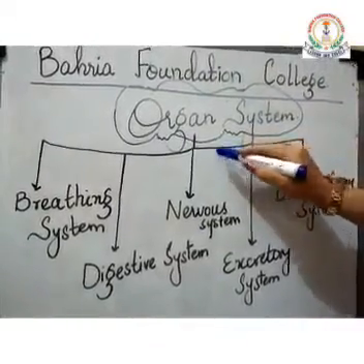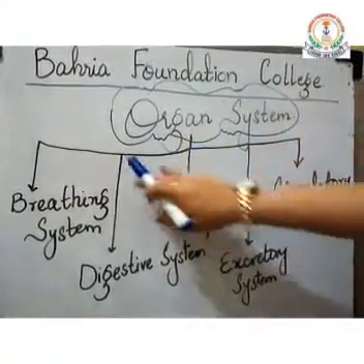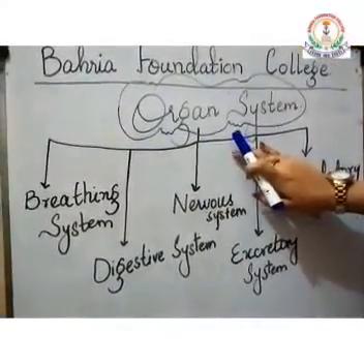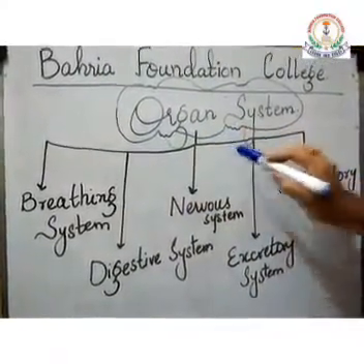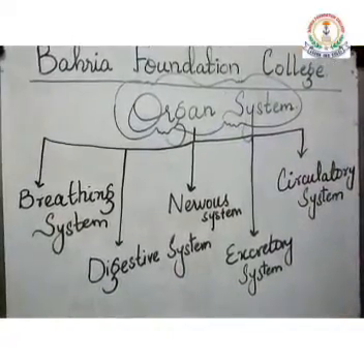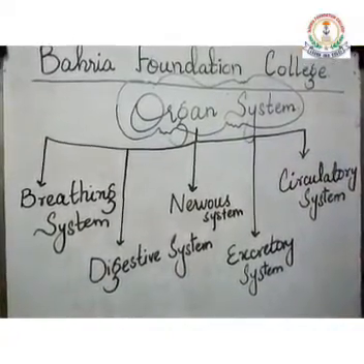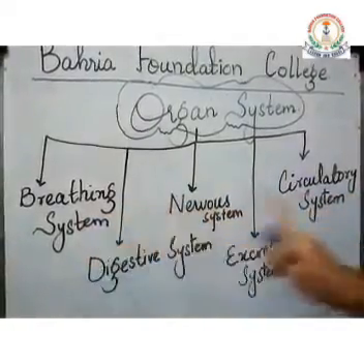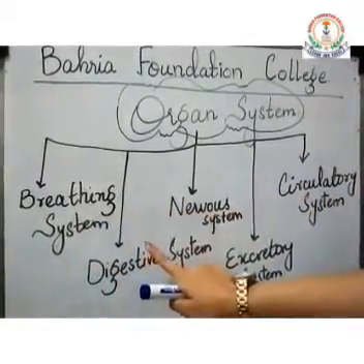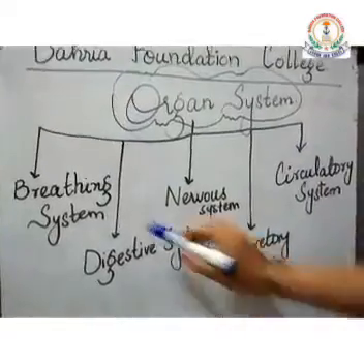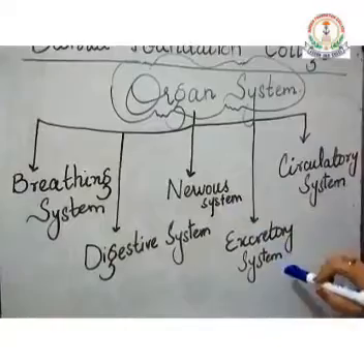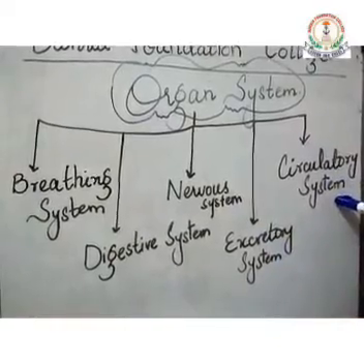Different organs work together in a group. When they work in the form of a group, we label it an organ system. Some of the main organ systems of the human body are shown below in the form of this chart. There are basically 5 organ systems involved in the human body. The first is the breathing system, then the digestive system, nervous system, excretory system and circulatory system.